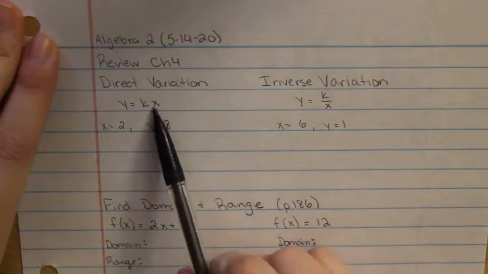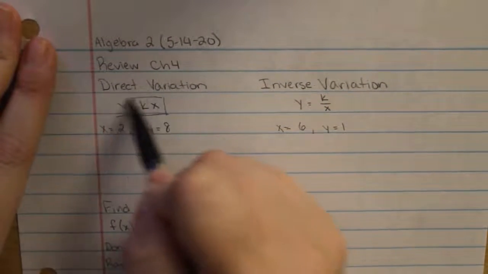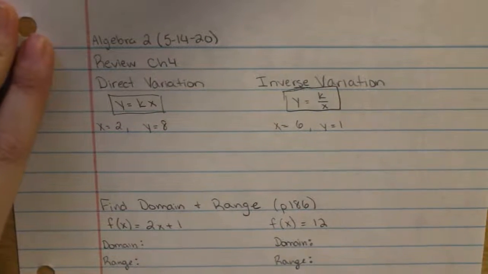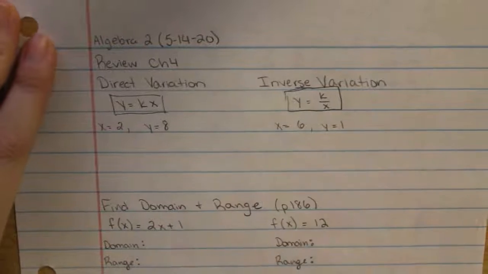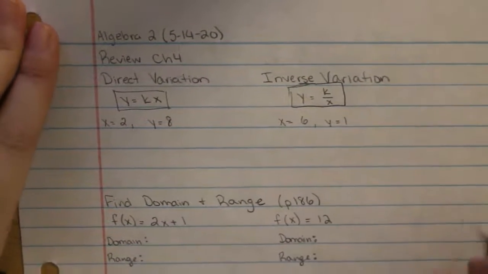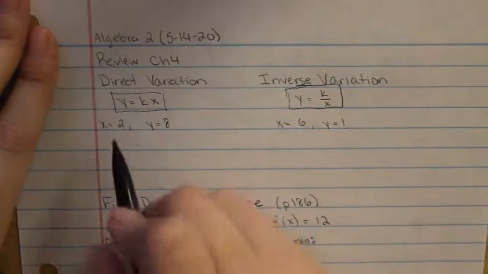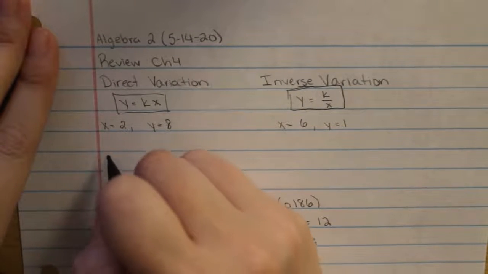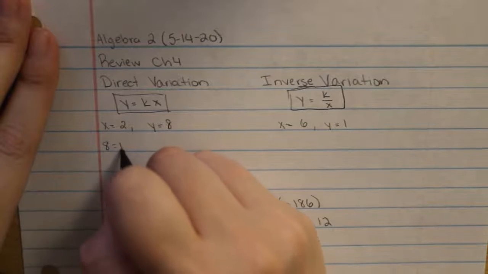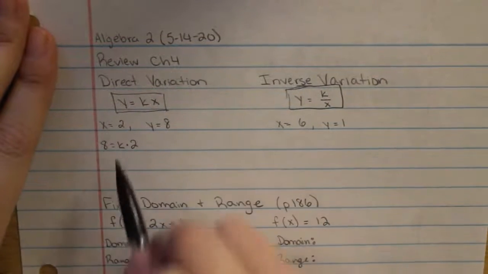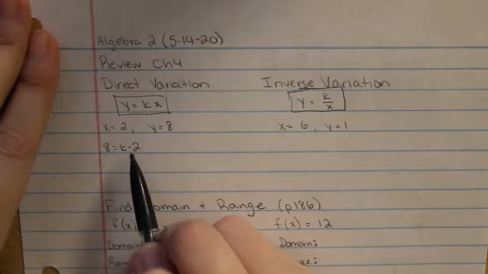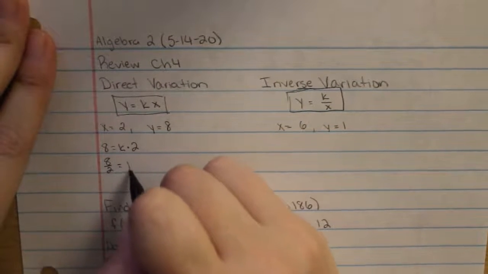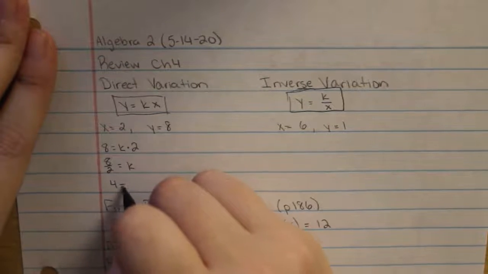So here I have the formulas for direct and indirect variation, and I'm just going to simply show you how to find the constant, and then I may give you an x. We'll decide when we get there and we'll figure out what y is. So here I know that y is 8 and x is 2, so I'm going to say 8 equals k times 2. I know 2 times 4 is 8, but I'm going to divide that out. So 8 divided by 2 equals k. And that tells me that 4 equals k.